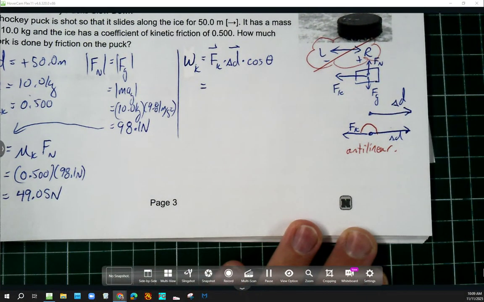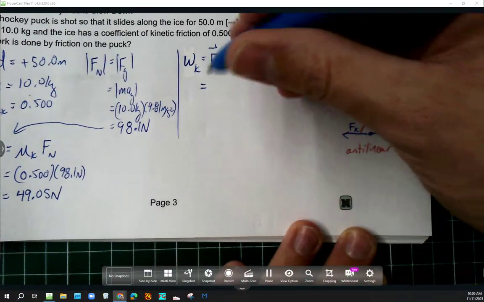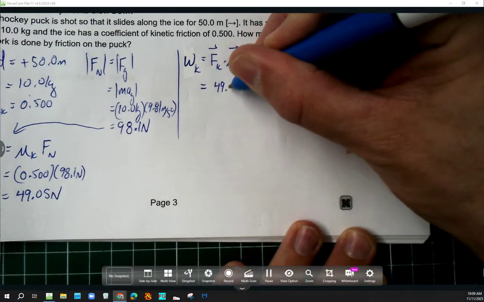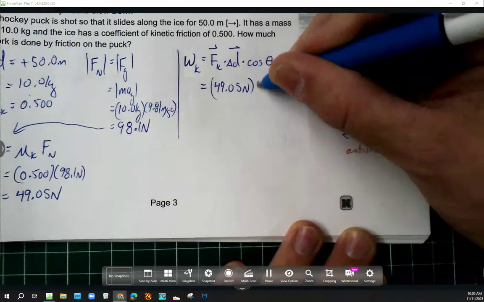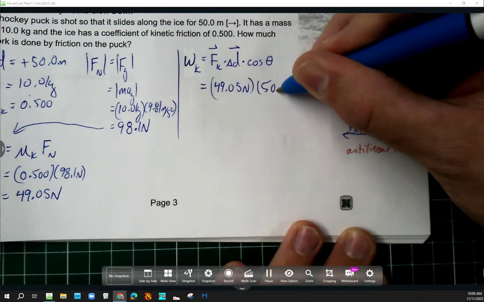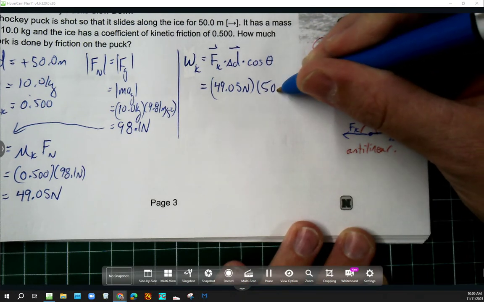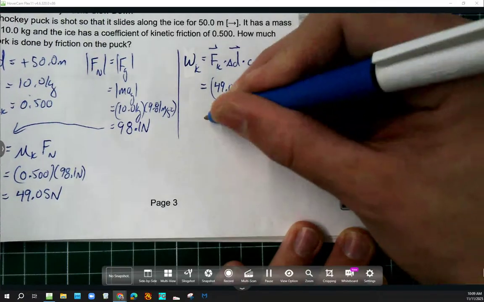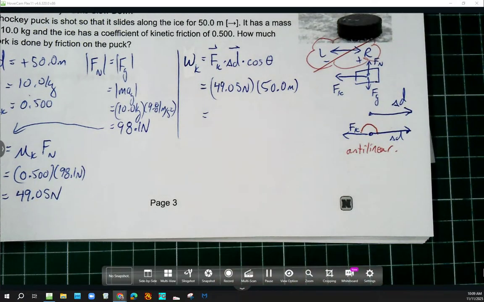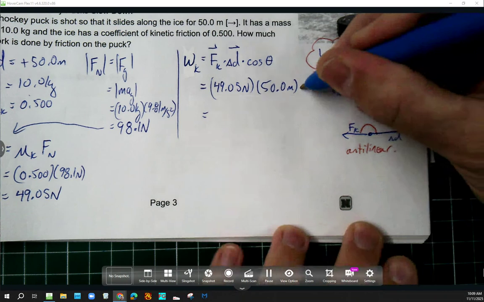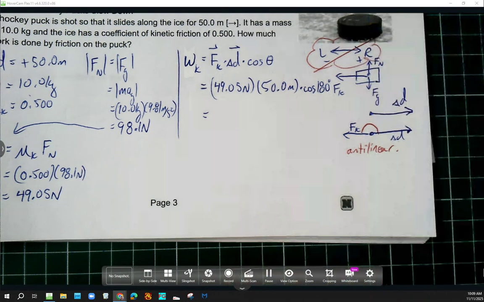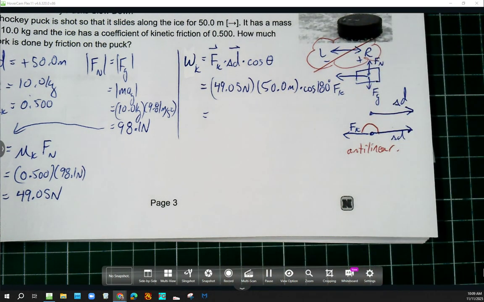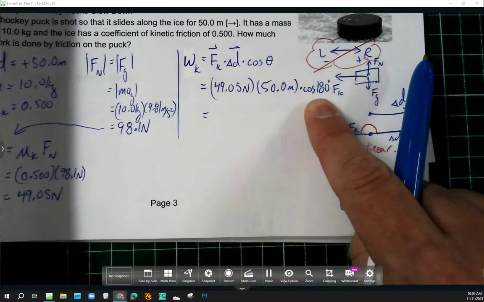All right. So we had an Fk value of 49.05 newtons, not even rounded or anything. Displacement was 50 meters. That's kind of a long slide across a hockey rink, but okay. Somebody with a calculator help me out. Oh, wait a minute. I forgot. Cosine of 180.